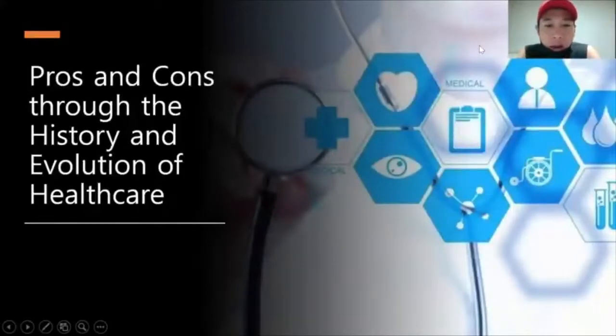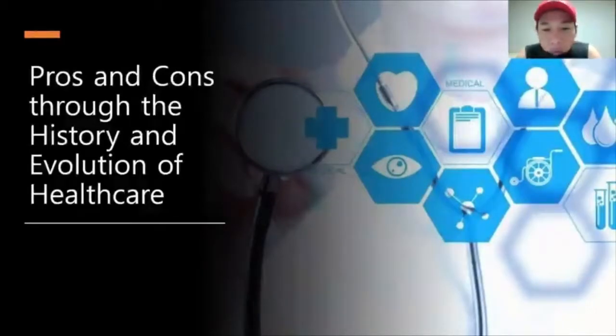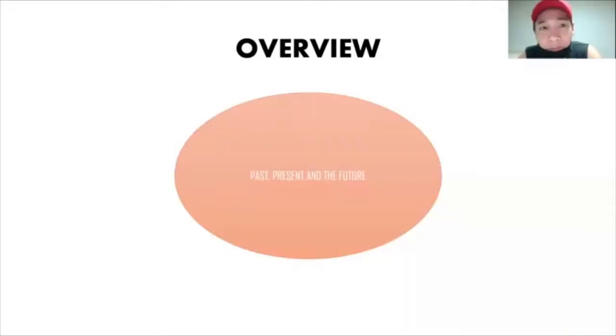Hi everyone, my name is Jose and I'm going to talk about the pros and cons through the history and evolution of healthcare. I know you're wondering how the topic connects to the readings we've taken in class. Charles Darwin, in The Origin of Species, introduced the scientific theory that populations evolved over the course of generations through a process of natural selection. So on this topic, I'll discuss how healthcare evolved from natural medicines into modern technology.